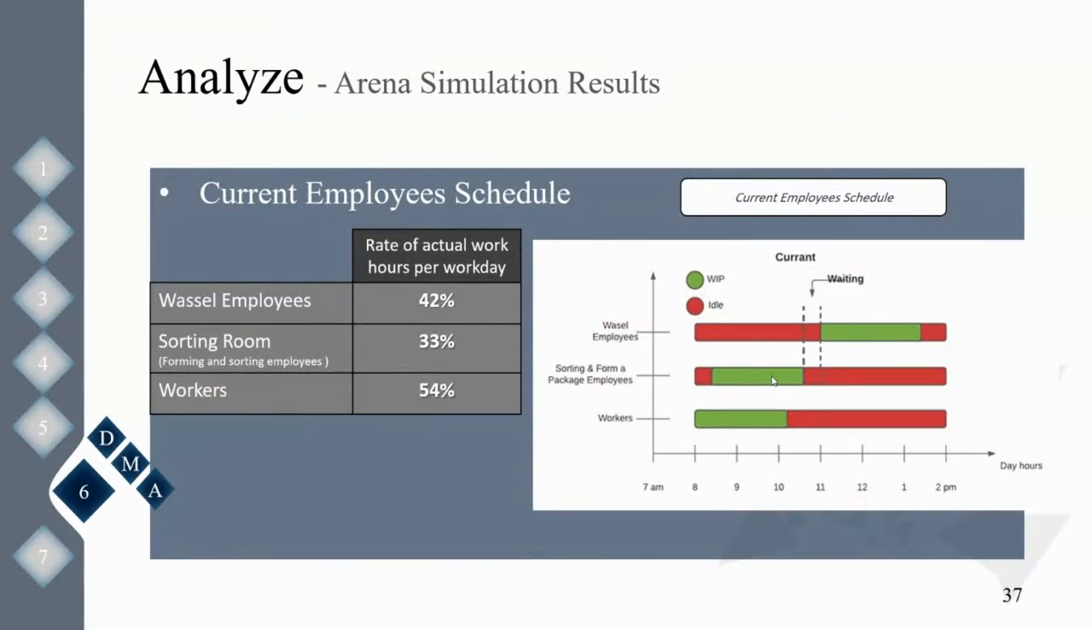Here the table represents the rate of actual work hours per workday and the current employees' schedule, and that indicates two clear weaknesses in making use of available human resources as much as possible, and a poor schedule of WASL employees, which results in delay of WASL mail.